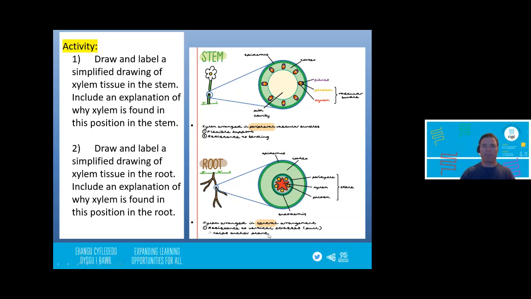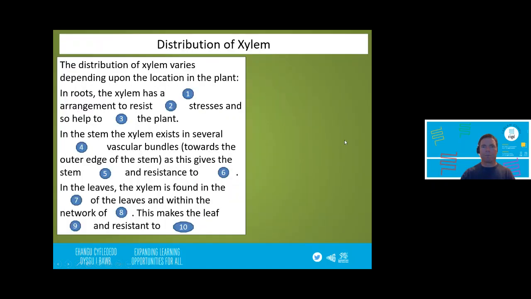And then in the root, they've got this central arrangement, this star shape within the middle, and it resists vertical stresses. It anchors the plant. Okay, and they've identified this area in the middle as the stele. Okay, let's try this one more time. So look what we've got here. Again, you can pause the video as you see fit and then have a go at this yourselves.